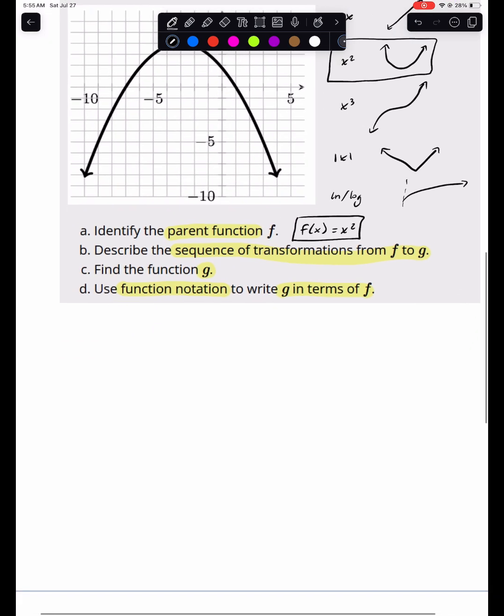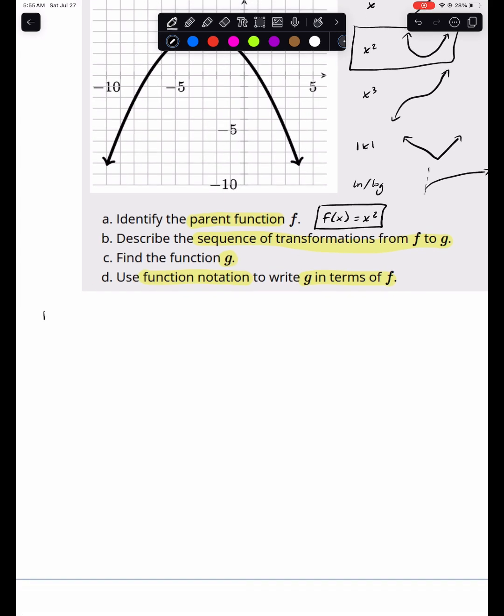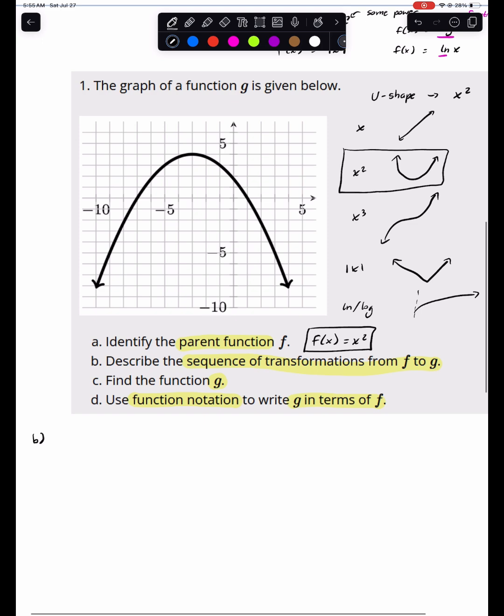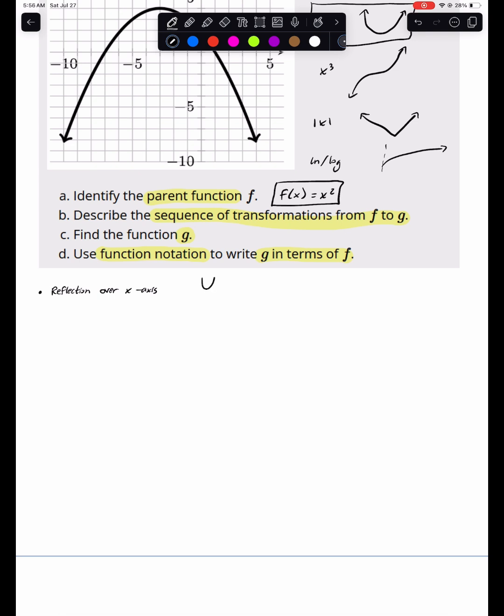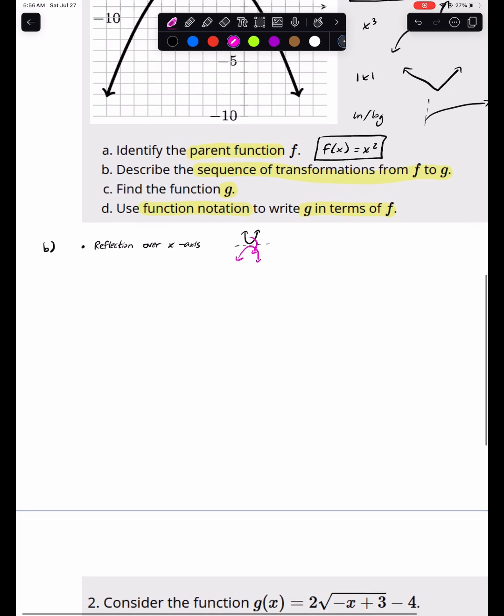Okay. Now part B is to describe a sequence of transformations. Now first off, this is upside down. So our first transformation is a reflection. You flip it, reflecting over the x-axis, because we're taking this shape and reflecting it across to get this upside down shape. Okay, so that's our first transformation.